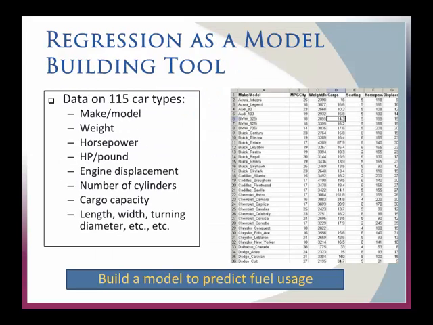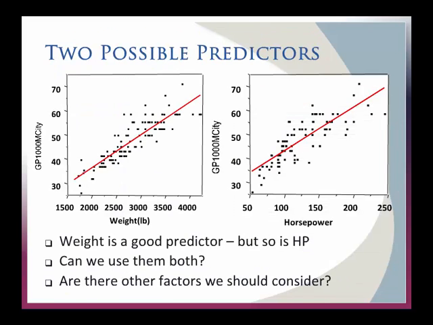But this gets pretty complicated, because usually I don't have two variables. I might have 10 variables, 20 variables, 100 variables. So I can look at regression as a model building tool. Here I've got 115 different car types, and I've got their MPG city, their weight, their cargo, their seating, their horsepower, their displacement. I can take all these things and build a model, and I can predict something that I want to predict based on historical data of existing vehicles.